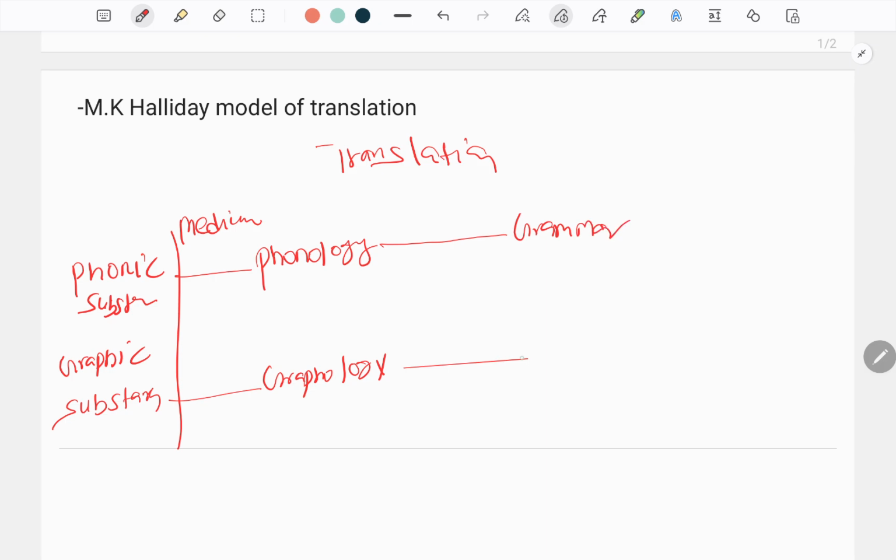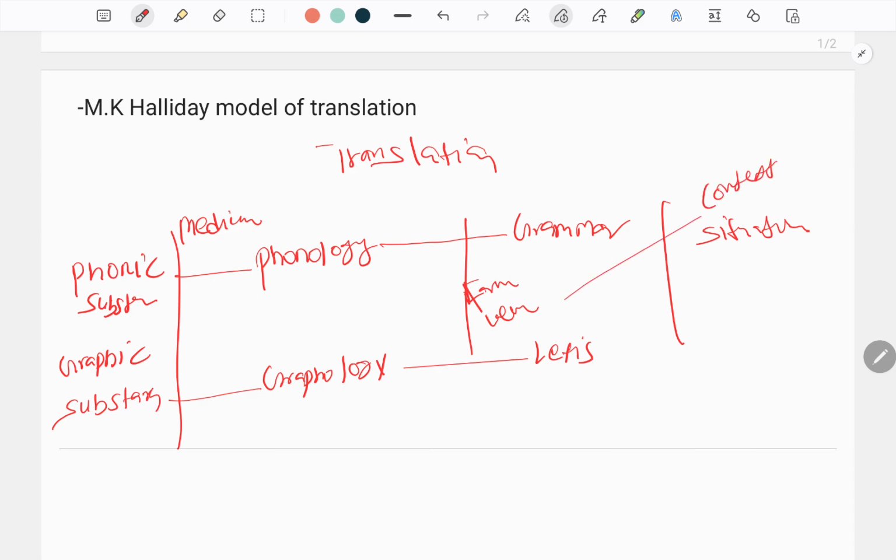When we transfer these forms, this is the formal level that comes in the grammar, and here we have the lexis. This is known as the formal level, and after that we get a situation. This provides the contextual meaning. So this was all about the model that was given by Halliday.